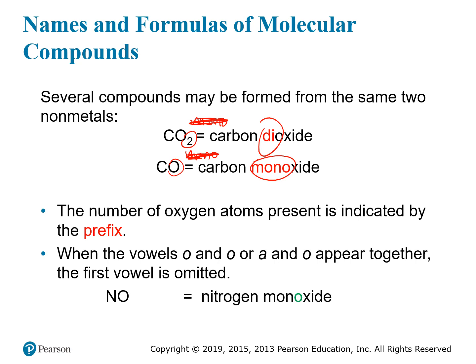Usually that's the case. And another thing to notice, just sort of the language of this, when the vowels O and O or A and O appear together, the first vowel is omitted. So here, mono ends in an O, and then oxide begins in an O, right? But they don't say mono-oxide, and they don't write two O's, you just say monoxide, so they sort of get blended together. Okay, so that's what happens for nitrogen monoxide. It also happens with the A and the O, so if you have hexa, hepta, penta, tetra, things like that. Tetraoxide would actually just be tetroxide. Heptaoxide would be heptoxide, and so on.